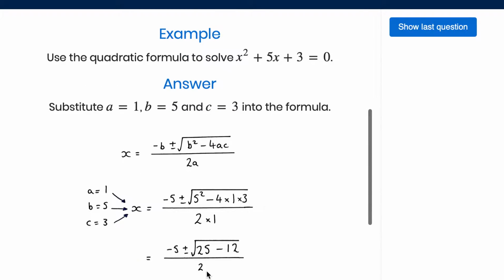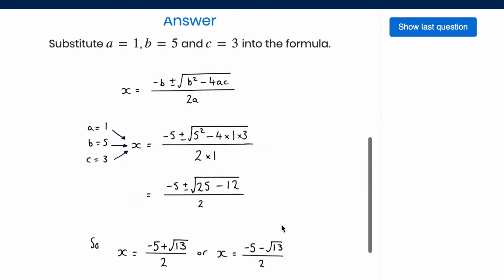So the next line is minus 5 plus or minus the square root of 25 minus 12, all over 2. Okay. Now, 25 minus 12 is equal to 13, and because there are two square roots, a positive one and a negative one, we have two answers. So the first answer is x equals minus 5 plus root 13 over 2, and the second solution is x equals minus 5 minus root 13 over 2.